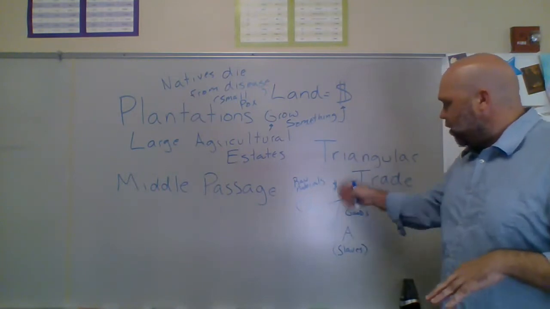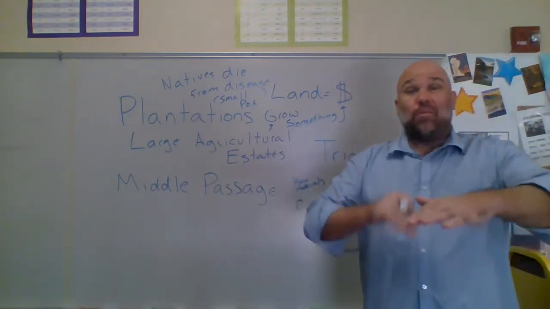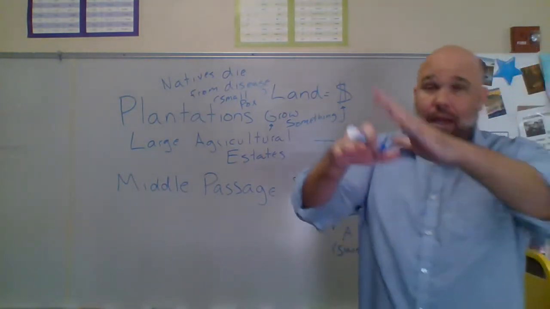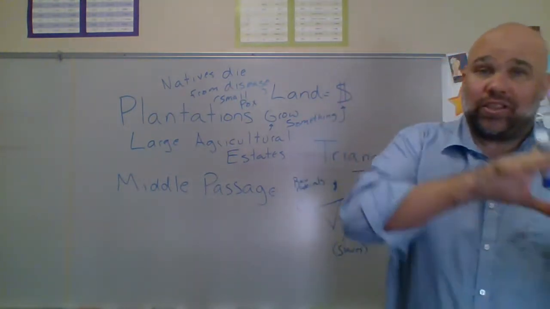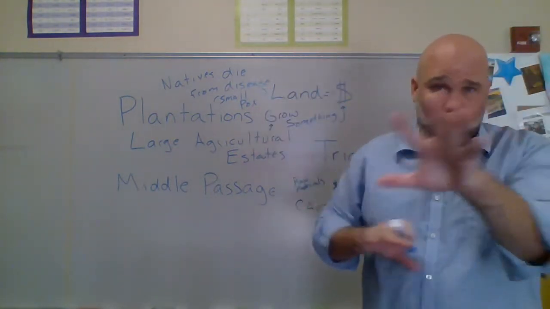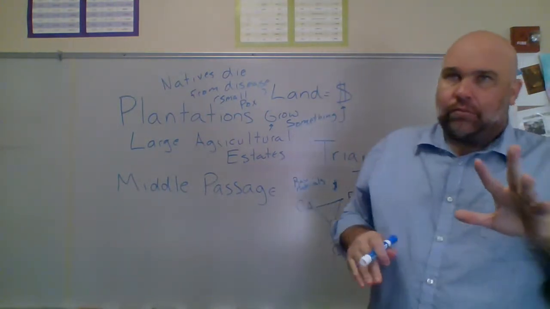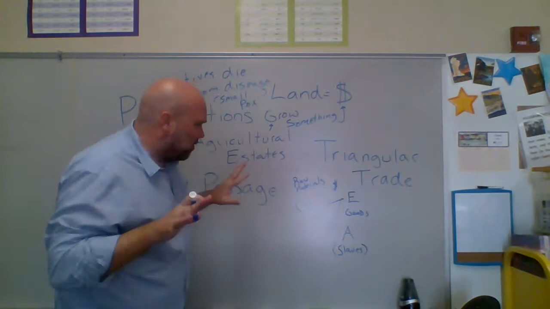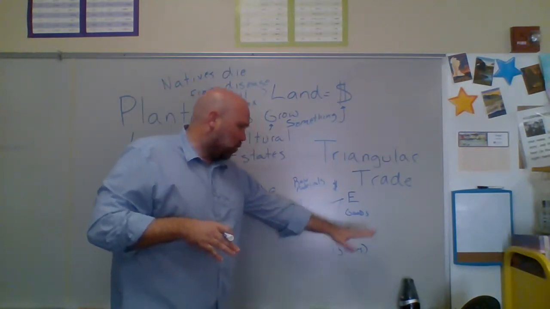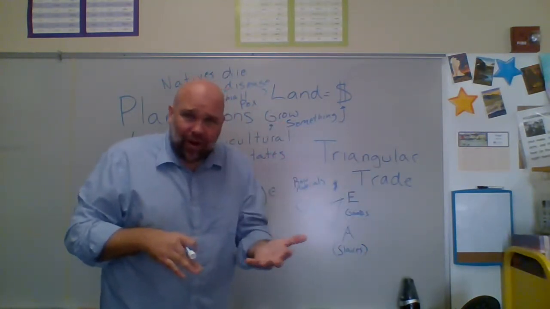So the triangular trade was this relationship between the continent of Europe and Africa and the Americas, in which goods are now starting to go from one to the other to the other. Obviously, by far the worst part of this is going to be the slave aspect, where Africans are going to be taken from their land and sold into slavery.